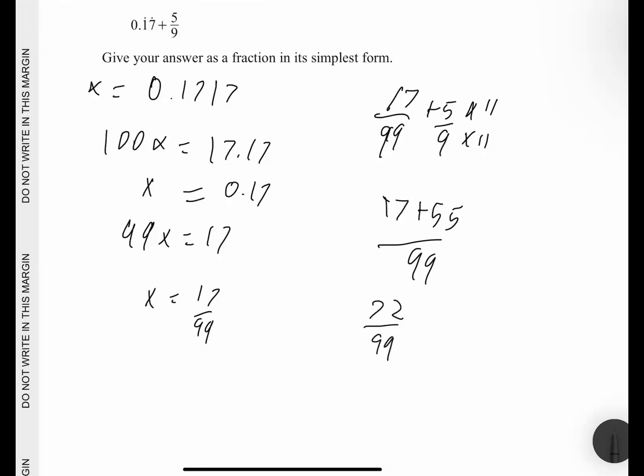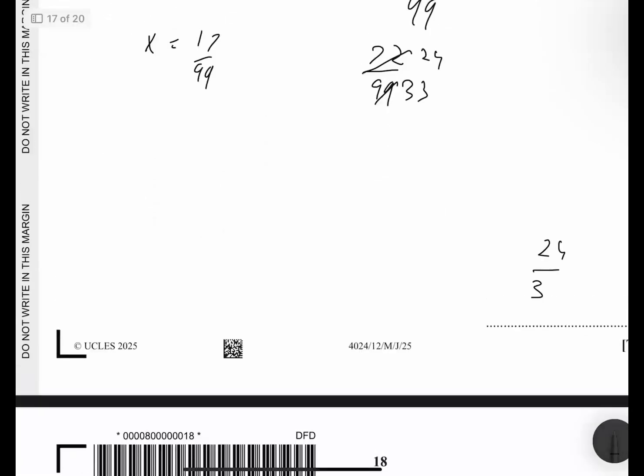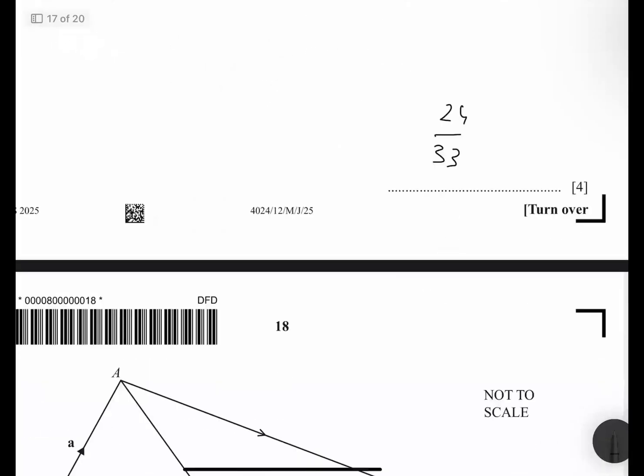Now both of these numbers are divisible by 9, since we need to give our answer in its simplest form. So 11 and this would be 8. So that is our final answer. And that is an easy 4 marks.